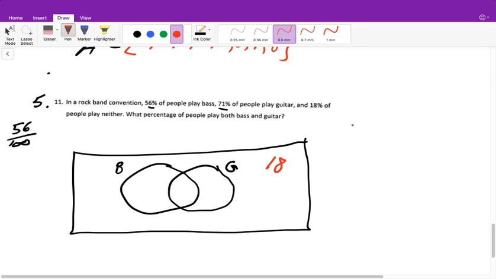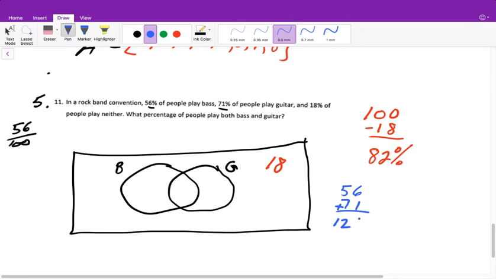So now we need to figure out, well, how many people at least play the guitar or bass? So we know that when we're dealing with percentages, the most we can have, or what everything needs to add up to, is 100%. So we'll subtract the 18% of people that don't play either. So that means there's 82% of people who are playing bass, guitar, or both. So they tell us that 56% play bass and that 71% play guitar. So if we add these two together, we would get 127% or 127 people.